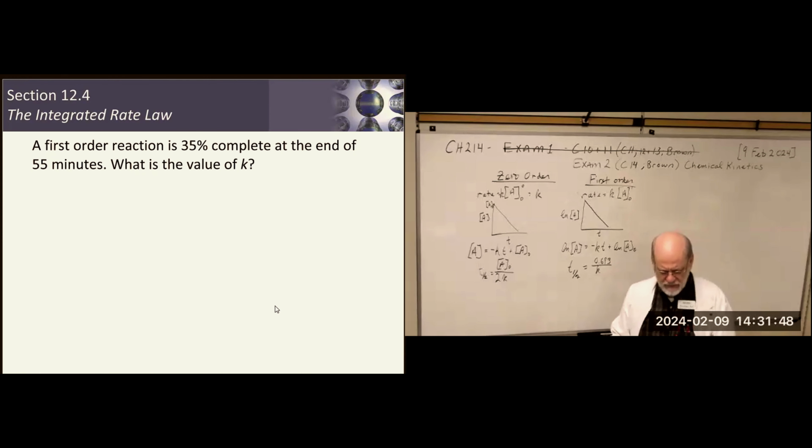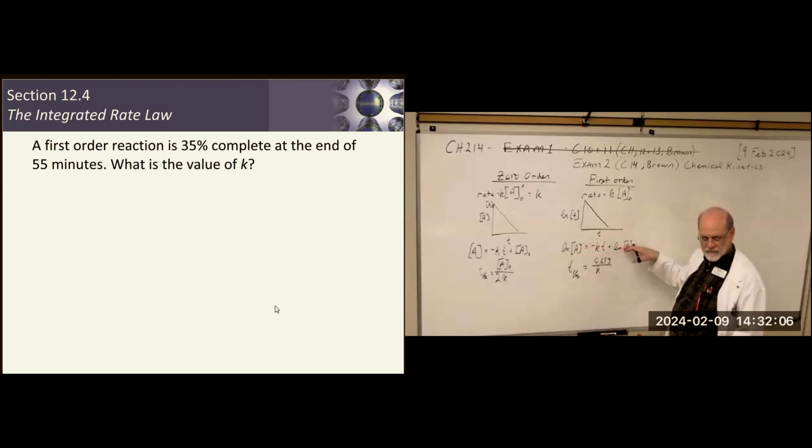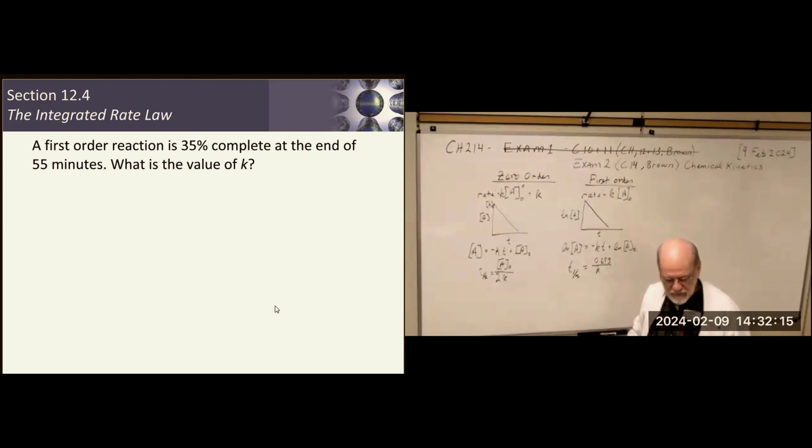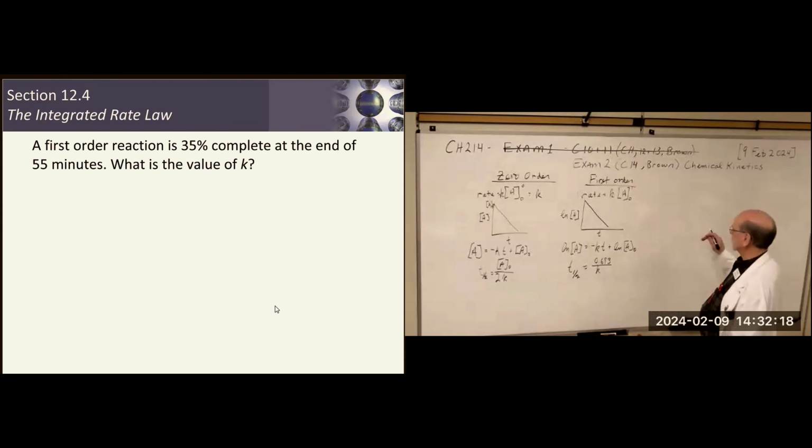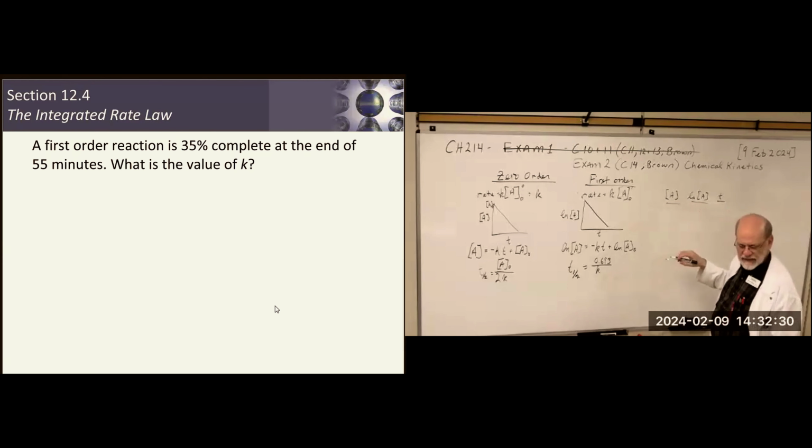Oh, they're gonna slip a little first order question on us. First order reaction, 35% complete at the end of 55 minutes. What's the value of K? All right. We're told it's first order, so we know it's going to be this expression plotted this way. 35% complete at the end of 55 minutes. So what does that mean? Well, let's put our data up here. If we have a concentration of A, and then the natural log of A, and then time, and time is in minutes.